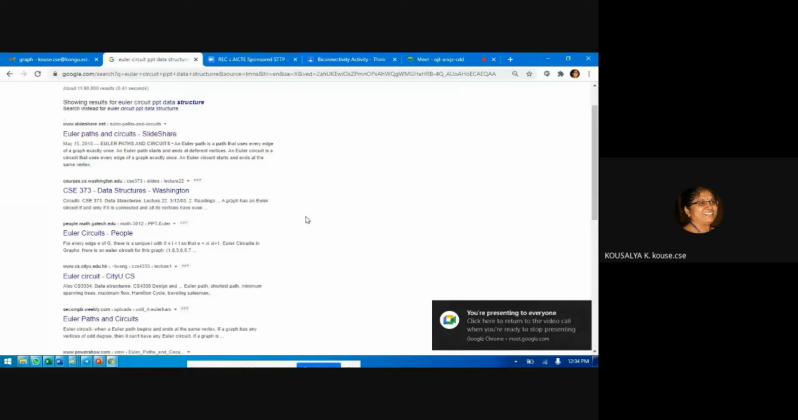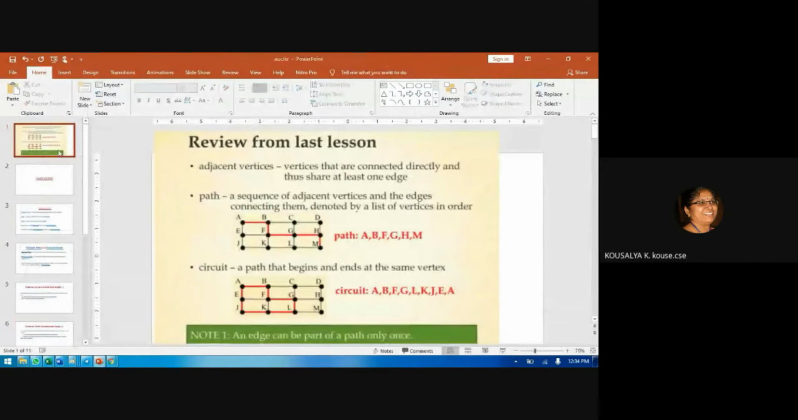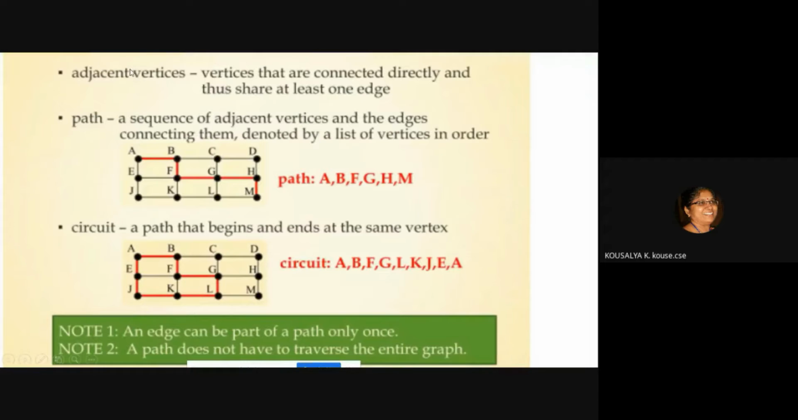Next one is Euler circuit. Before going into the Euler circuit, we need to know what adjacent vertices are. If two vertices are connected by an edge, then they are called adjacent vertices.